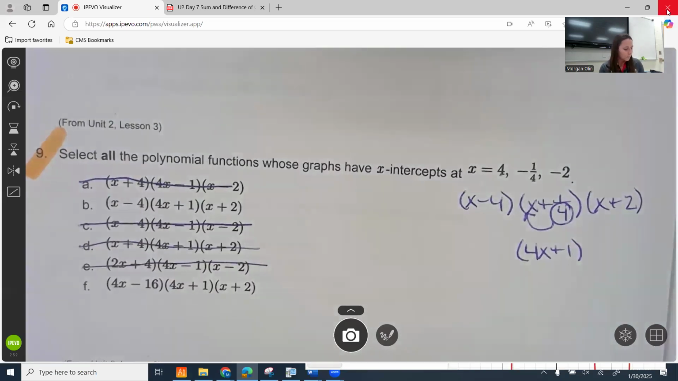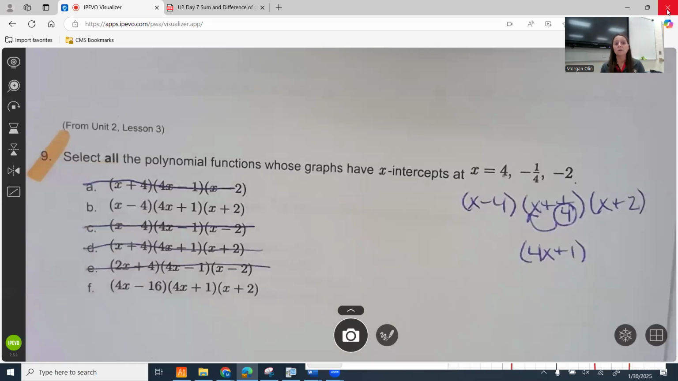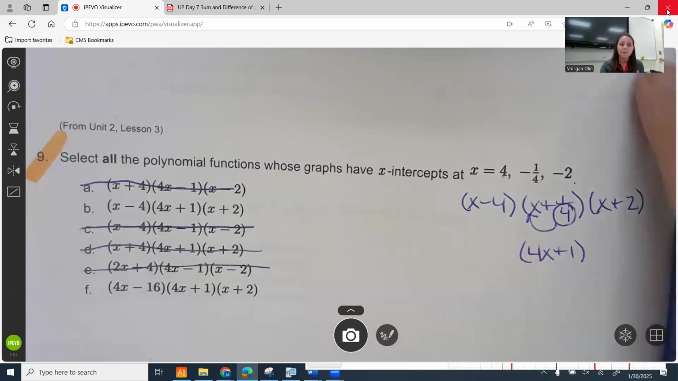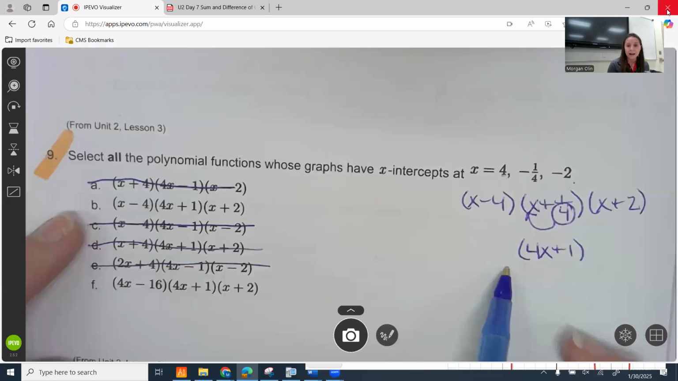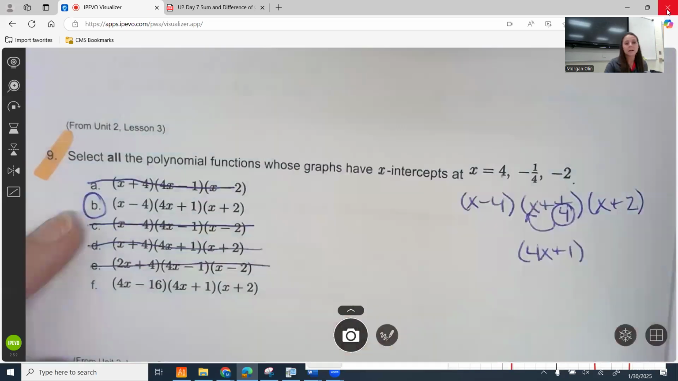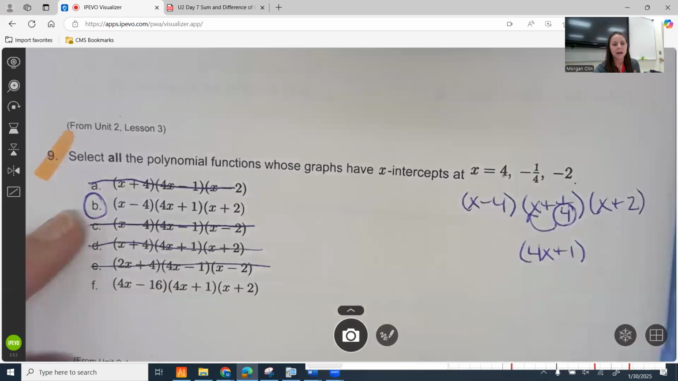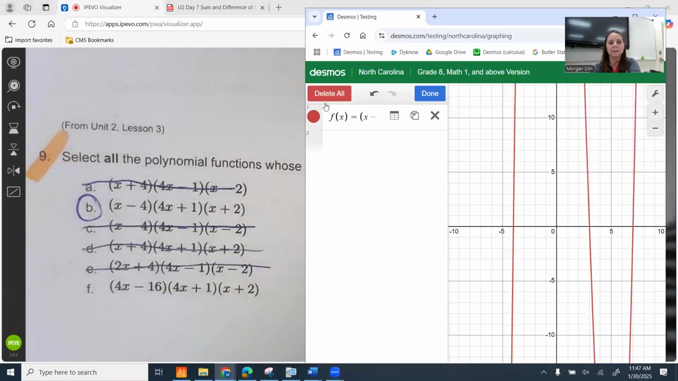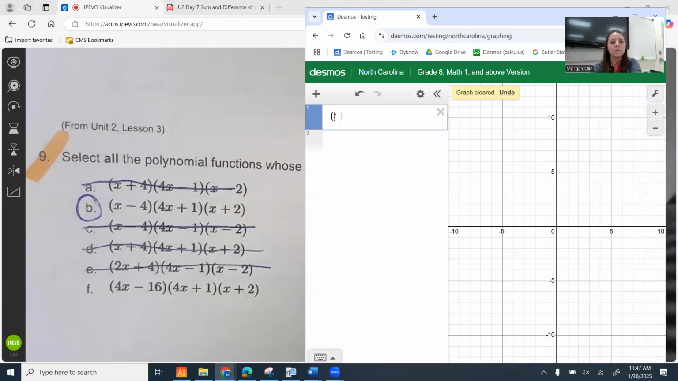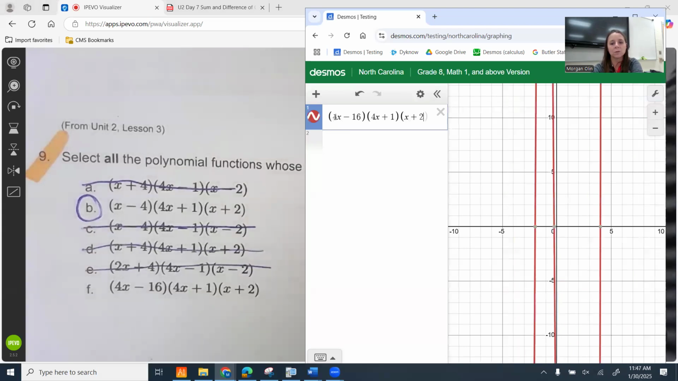Now the question is select all, so each of these could be an answer. One way you could do this is you can graph it. This one we already determined, x minus 4. This is exactly what I've written, so this is it, and you can graph it and see. I'm going to go to this one, f, and actually graph this. So 4x minus 16, and then 4x plus 1, and then x plus 2 right here.